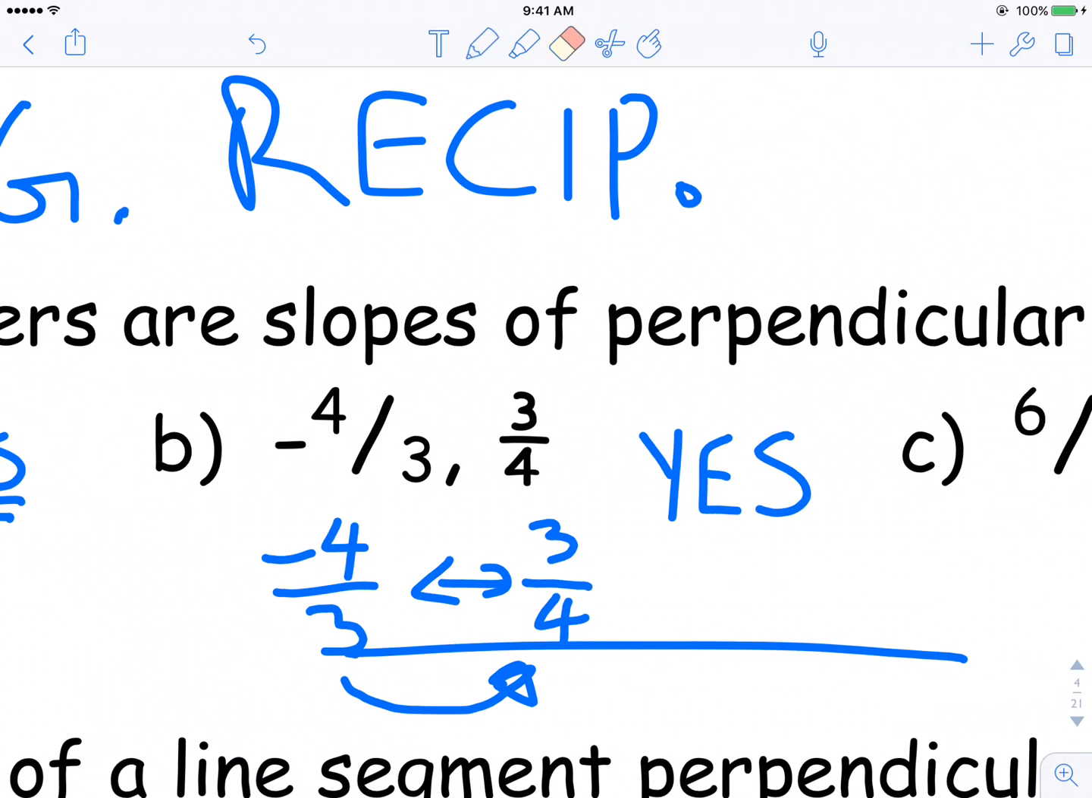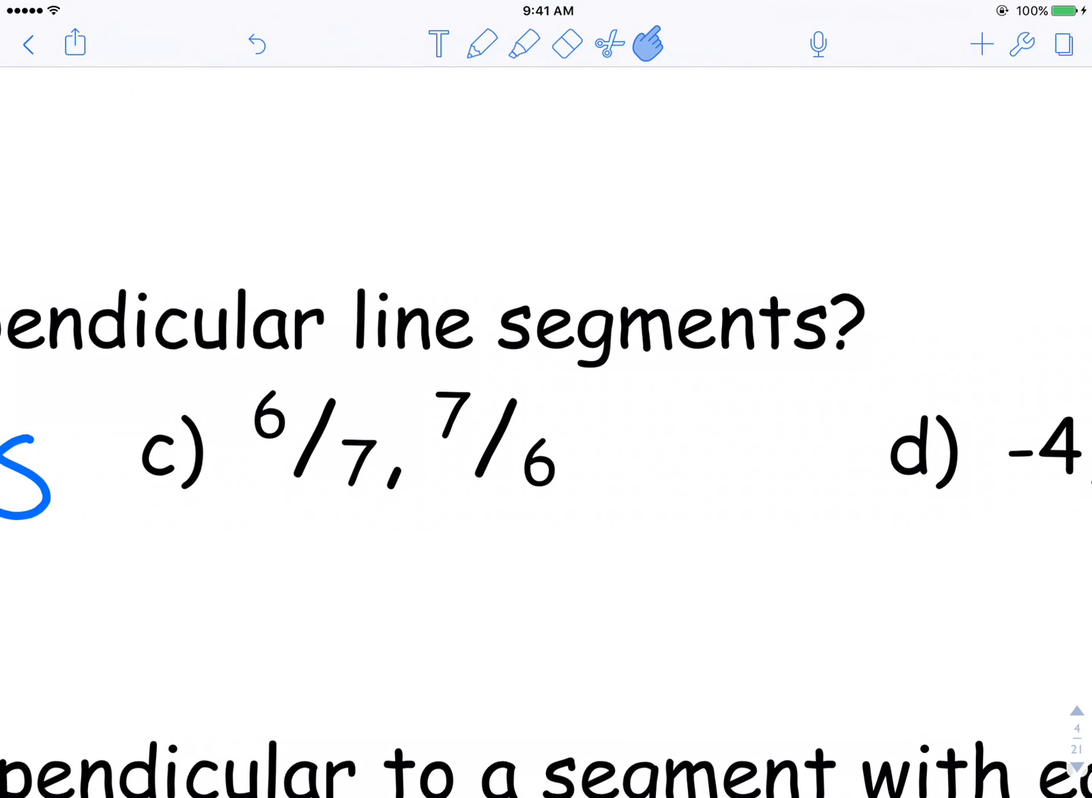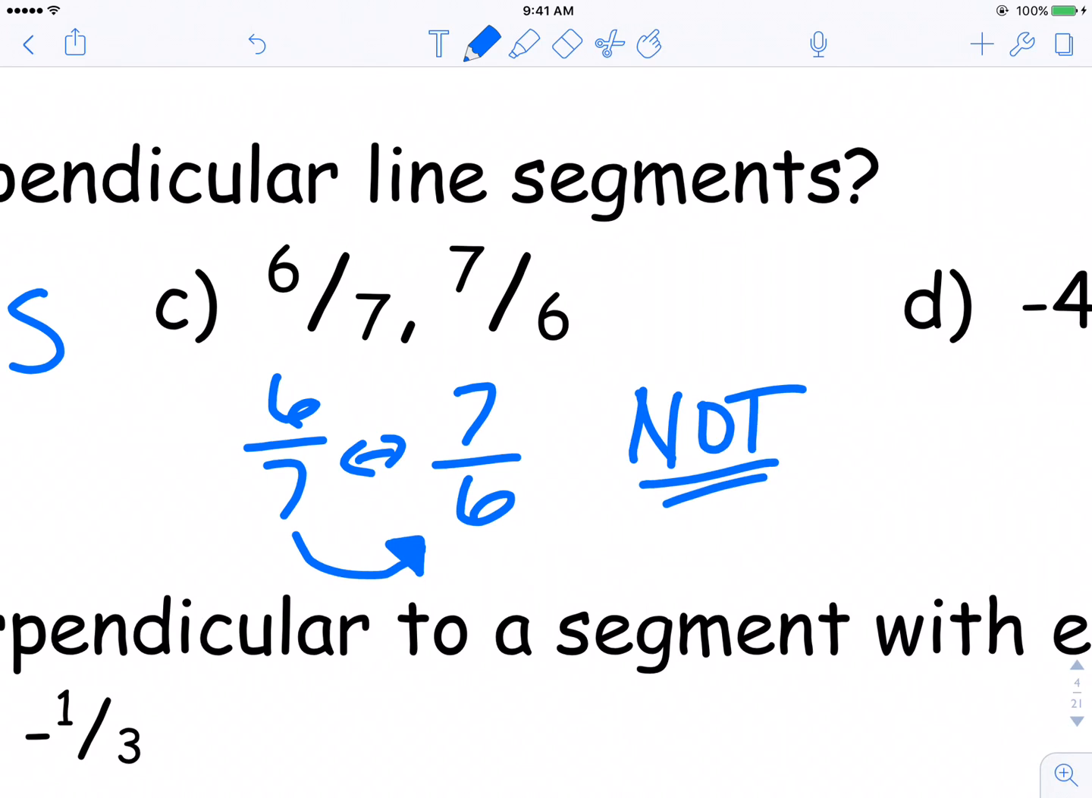Question C. 6 over 7 and 7 over 6. Well, these are definitely flipped over, but one isn't negative. So these are not perpendicular because one is not negative. One would have to be negative in order for those to be negative reciprocals of each other. They are reciprocals, but they're not negative reciprocals.